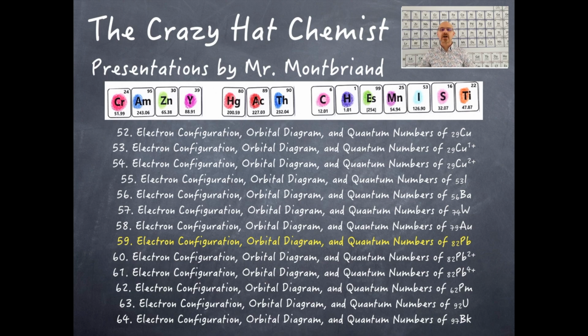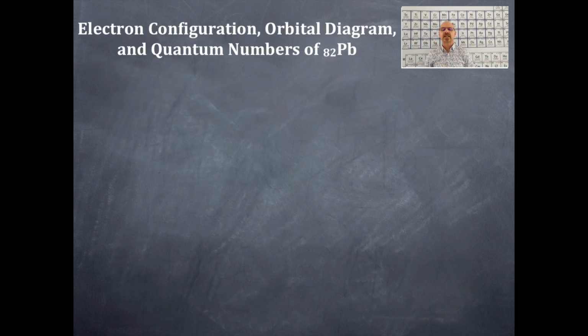So today we're doing another video in atomic structure and electron configuration. So let's get started. Today we're going to do the electron configuration, orbital box diagram, and a set of quantum numbers for lead. That's atomic number, a Z of 82. Get the lead out, baby!